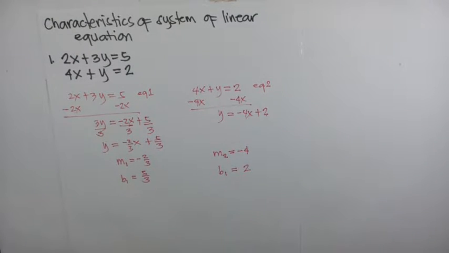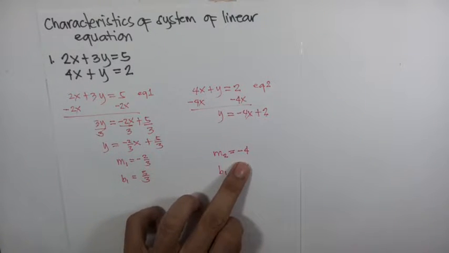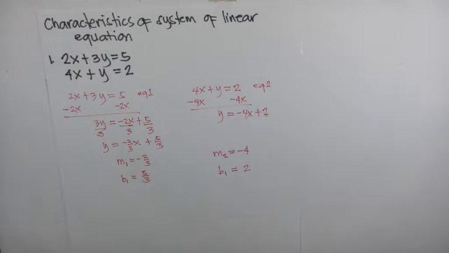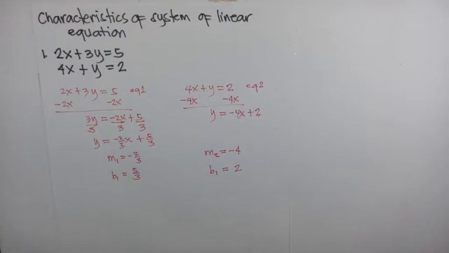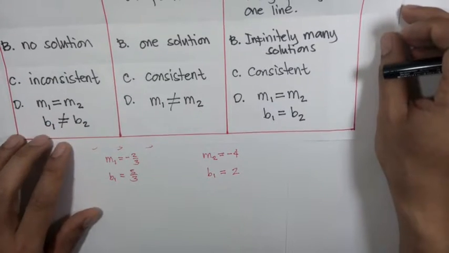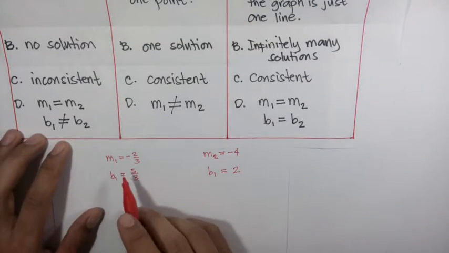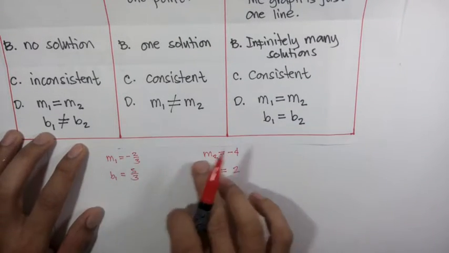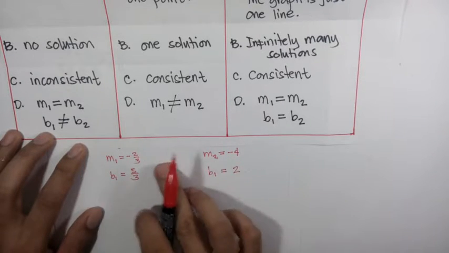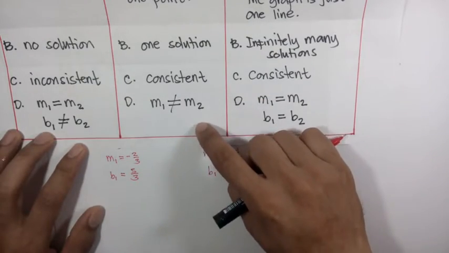Now, the slopes are not equal. If we are going to compare the slopes, the first thing that you are going to do is compare them. Are the slopes equal? Since the slopes are not equal, it is 100% the intersecting lines.